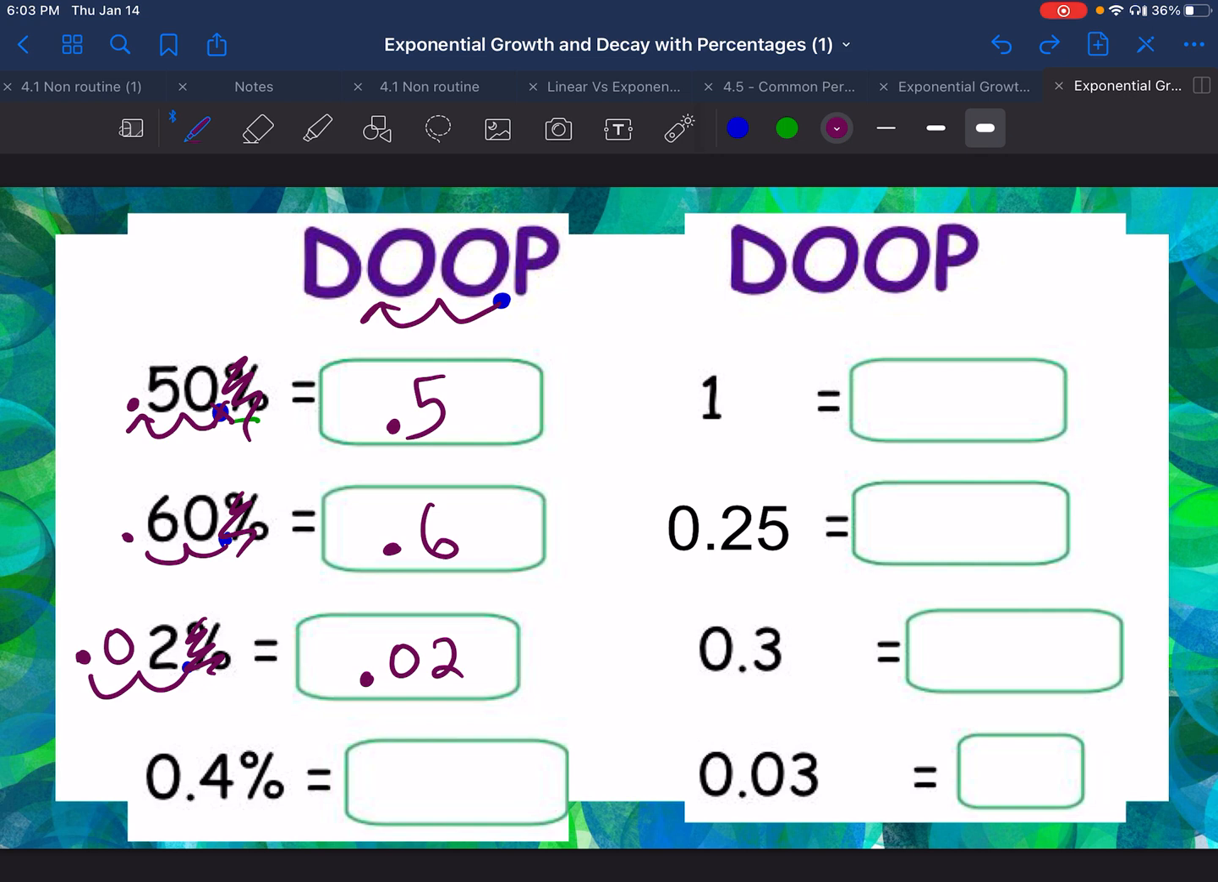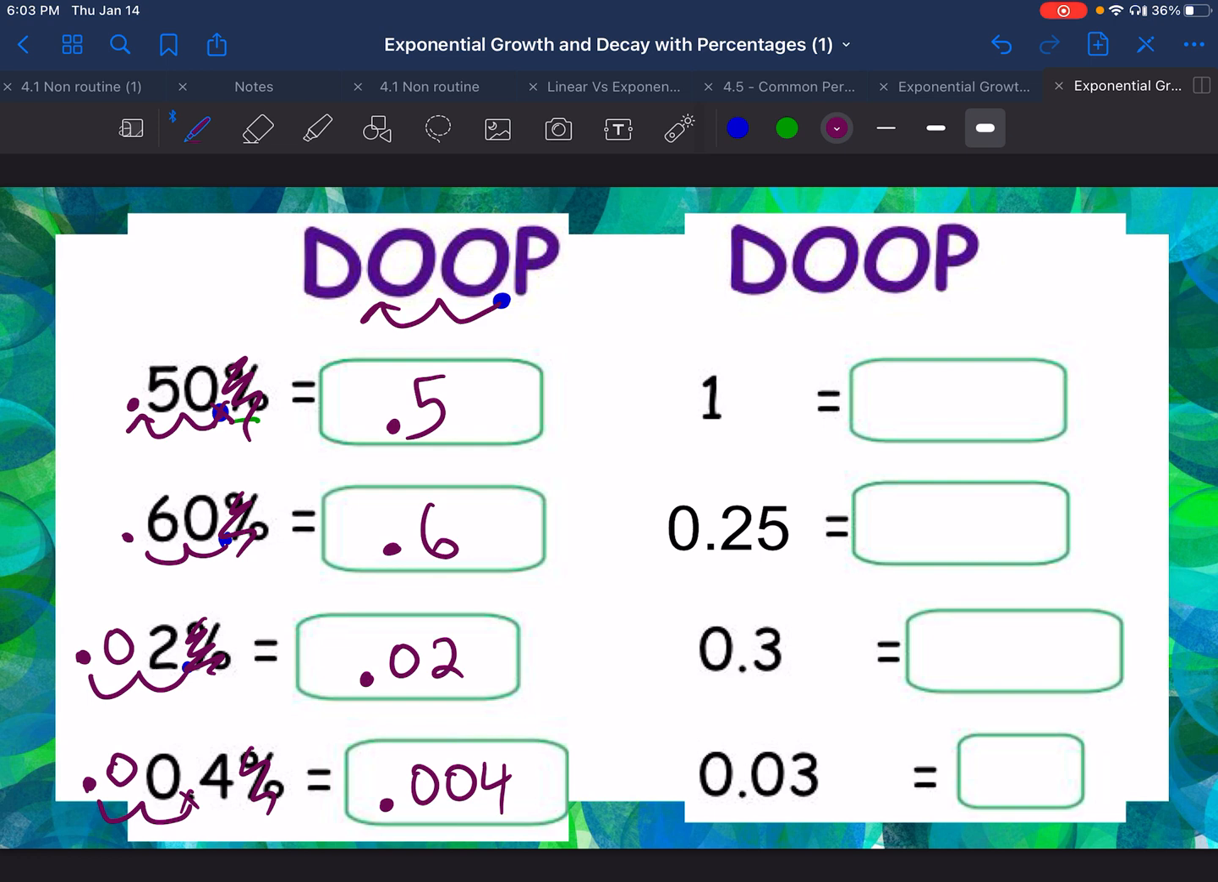0.4%. I know it looks like a decimal, but because there's a percent sign, I'm starting as a percent. So I need to move that decimal point 2 places to the left. I cross out my old decimal point, my percent sign, and I fill in the empty loop. I need to be really careful that when I'm writing my answer, I keep track of the number of zeros that I have. All right, let's talk about changing decimals to percents.